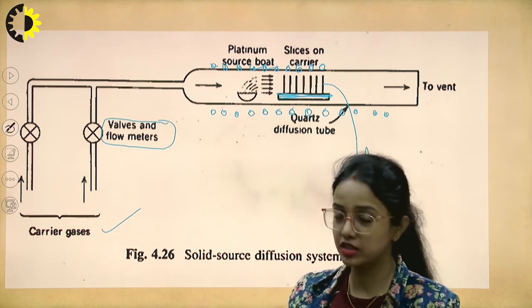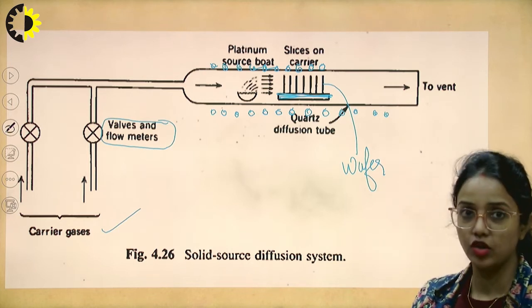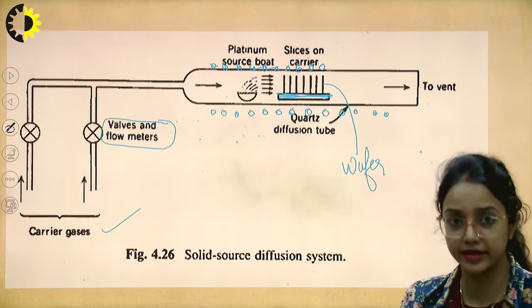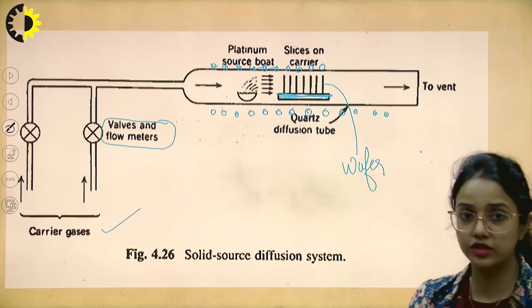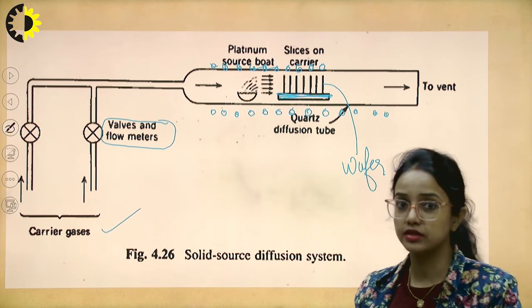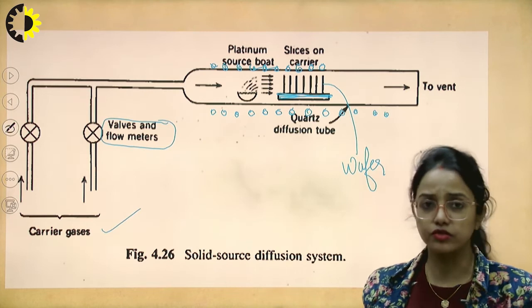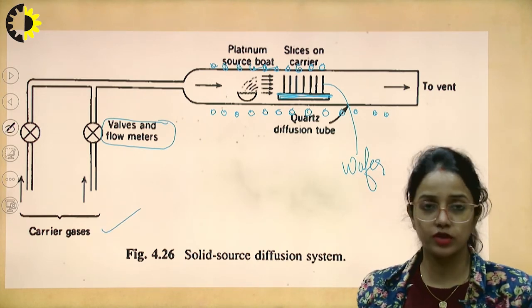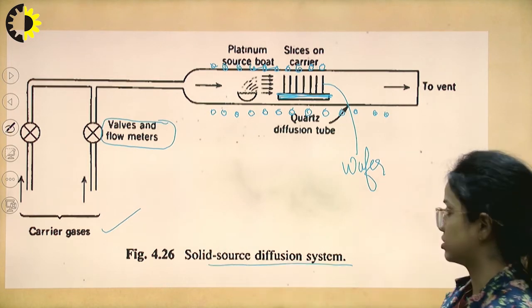So what we are having is the semiconductor, the wafer. On that wafer, we are allowing the gas. Also, there is a high temperature condition prevailing inside the quartz diffusion boat. And we can see that these gases, when exposed to the wafer, will diffuse, settle and form a layer on the wafer. So this is the solid source diffusion system.